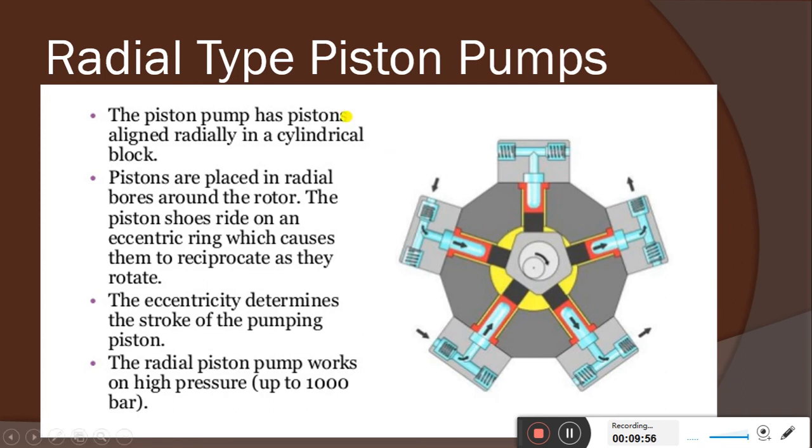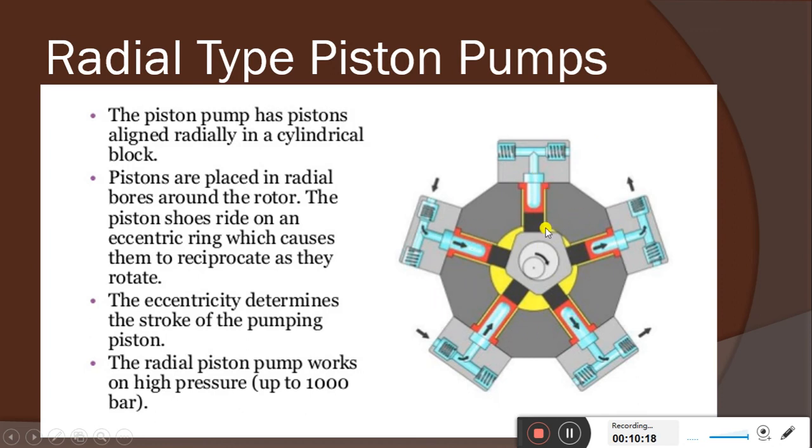So next, the radial type piston pumps. A radial type piston pump is nothing but a piston pump that has the pistons aligned radially in the cylindrical block. Okay, what happens? You consider the cylindrical block. The pistons are aligned in a radial direction. Okay, these are the pistons. First we see the construction. So this is the cylindrical block.